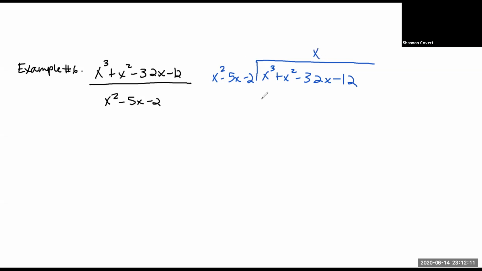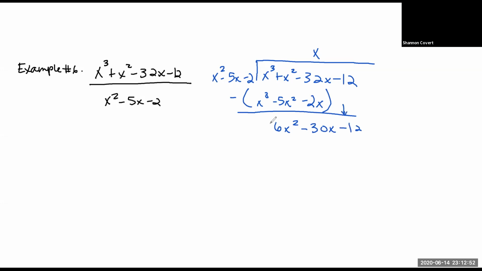X times x squared is x cubed. X times negative 5x is negative 5x squared. X times negative 2 is negative 2x. Subtract those. X cubed minus x cubed is 0. X squared minus a negative 5x squared is x squared plus 5x squared, which gives me 6x squared. Negative 32x minus a negative 2x is negative 32x plus 2x, which gives me negative 30x, and then I drop down the negative 12.